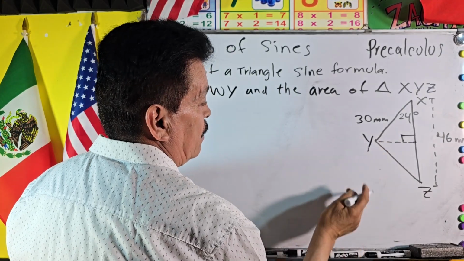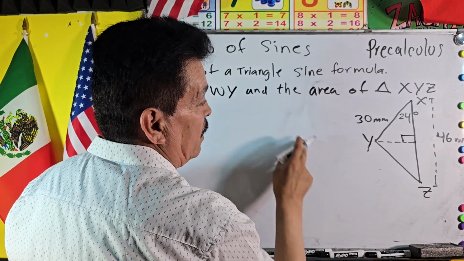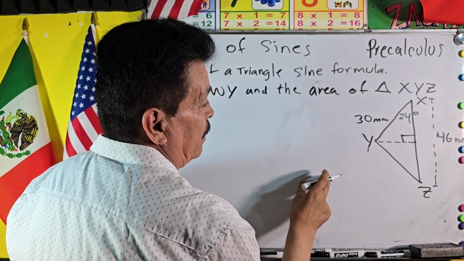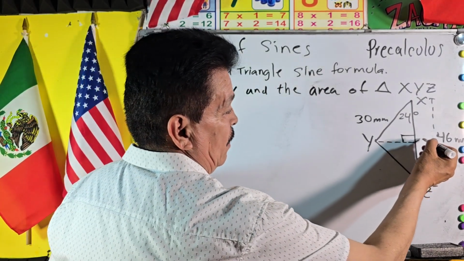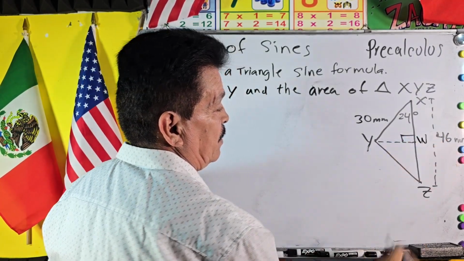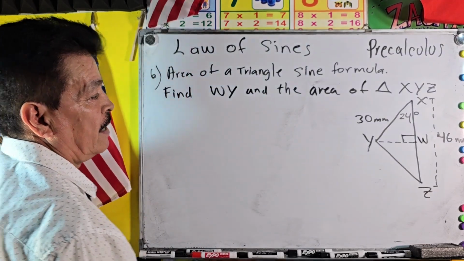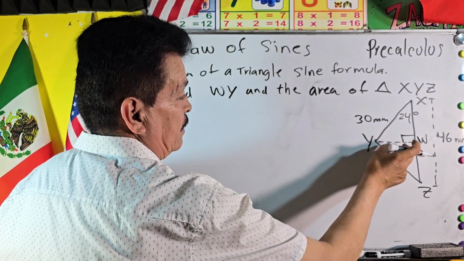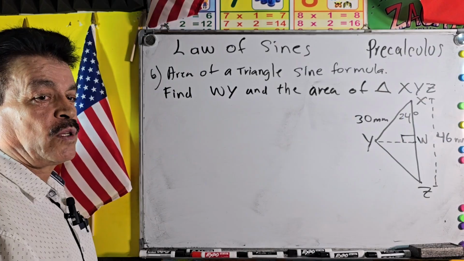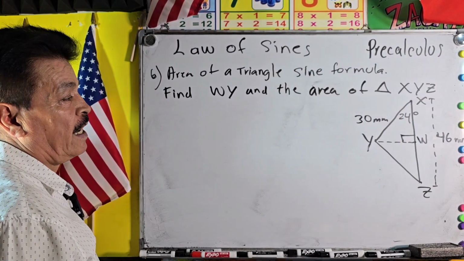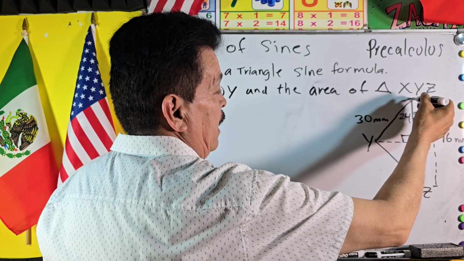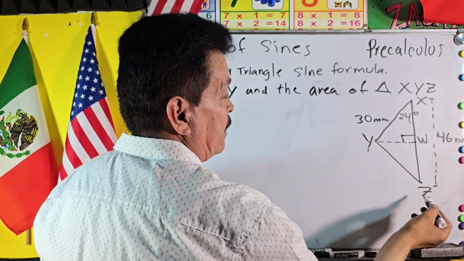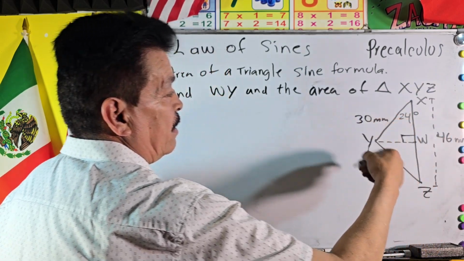We have to find YW. Where is W? Here, white is this one. I missed the number. We have to find this side, all right? Talking about the area of the triangle XYZ, we have to find the whole area, right?